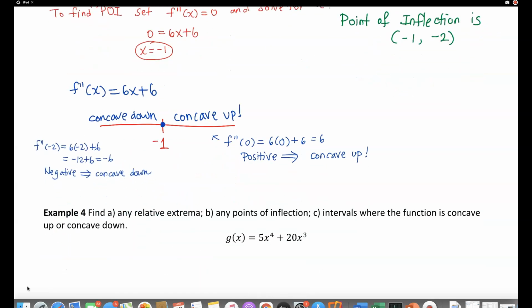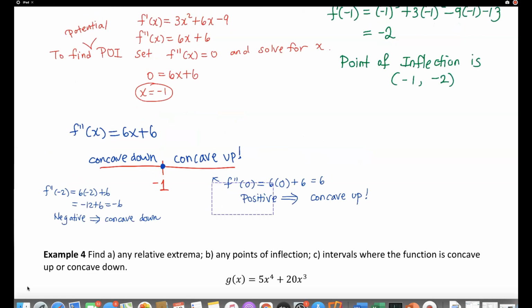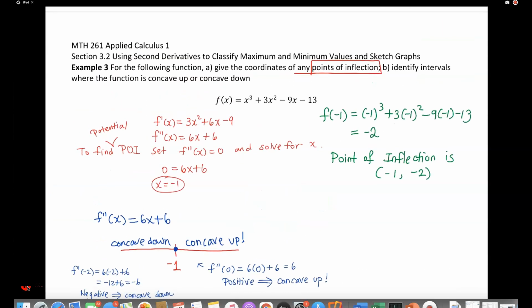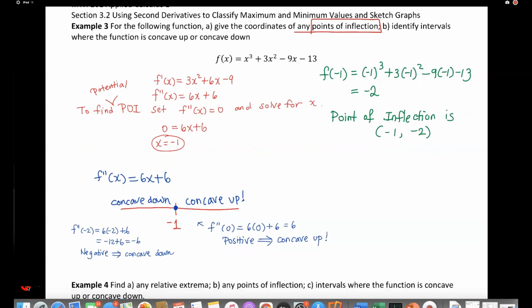So I think they're going to ask us for the... I'm just trying to make room for the next part. The next part is B. Identify intervals where the function is concave up or concave down. Oh, we did that already. So let me go ahead and write the final answer.